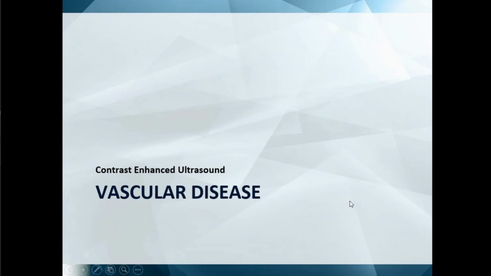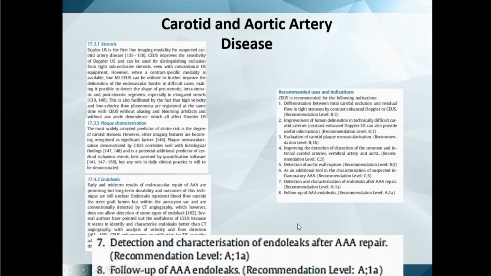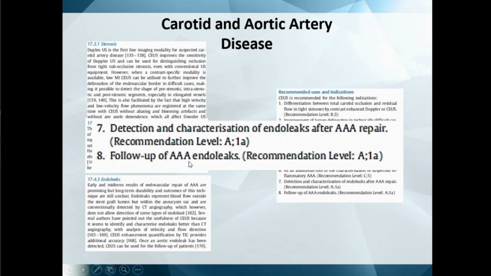What about using it outside of the liver? It's not licensed outside the liver, except in peripheral vascular, the breast and in the heart, but we use it regularly off license, and the recommendations of the EFSUMB are that you can use it both for carotid and aortic artery disease in the follow-up of aortic aneurysm repairs with EVAR and endoleak.